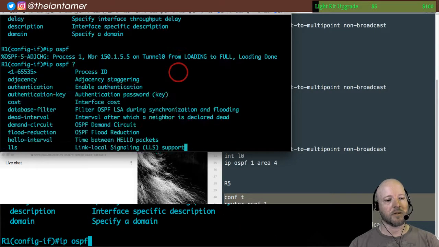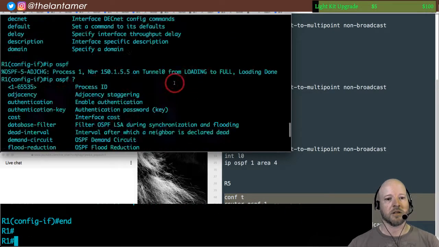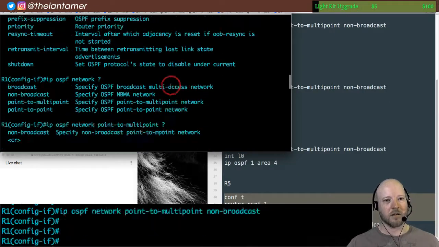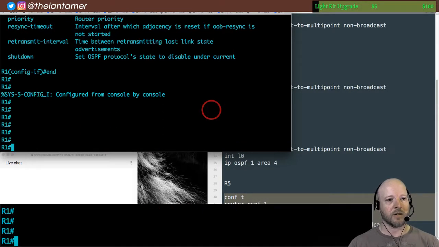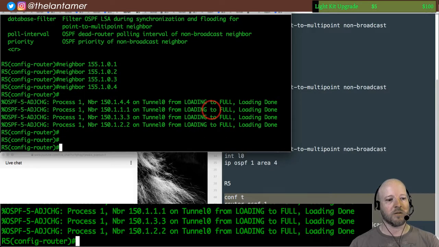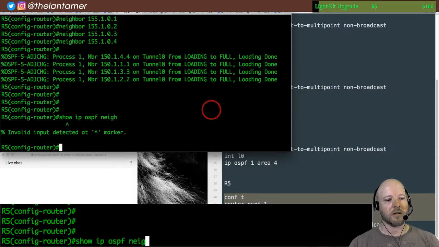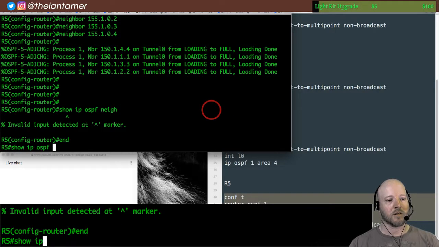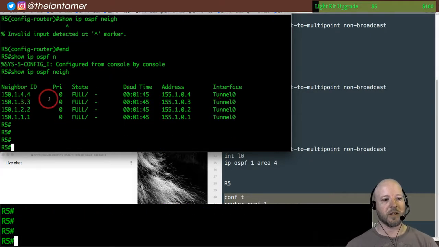IP OSPF. Or will it just form an adjacency? I saw a message. Okay. Process. Okay, good. Yeah, that's right. We only need it on router 5. Cool. Nice. Show IP OSPF neighbor. Cool. Okay, so this acts like point-to-point, right? Essentially, one link to another. There is no DR or BDR on these interfaces.